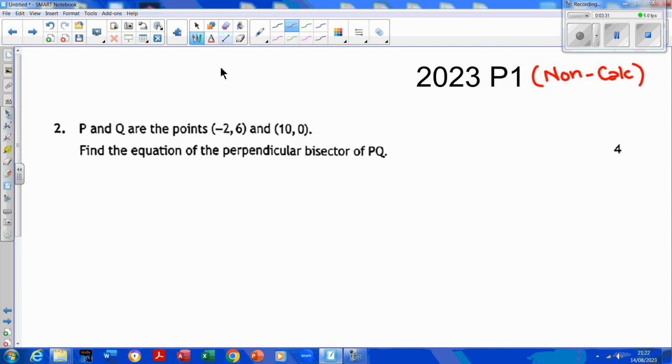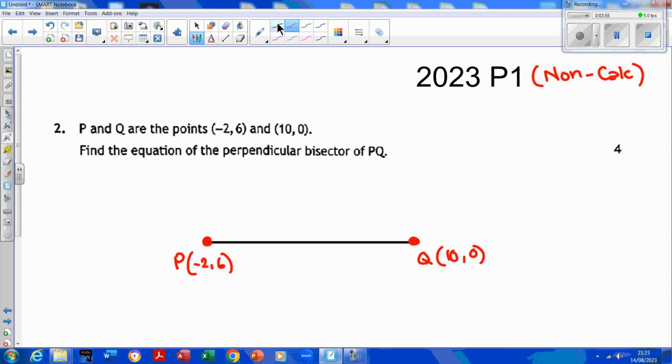So what we do is just draw a line down that represents PQ. I'm just going to draw it horizontally, although it wouldn't look like that if you plotted it. It would be at an angle, but it doesn't really matter because it's just a wee diagram to represent that. So P is the point -2, 6 and Q is the point 10, 0.